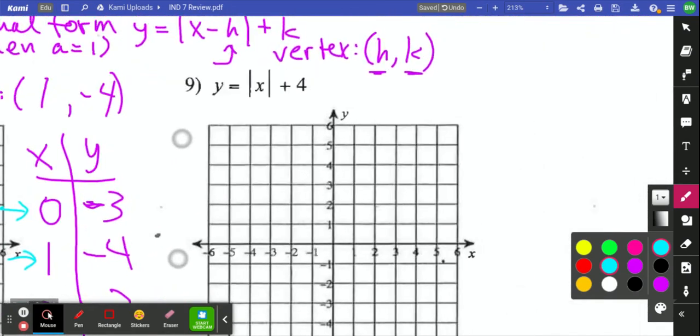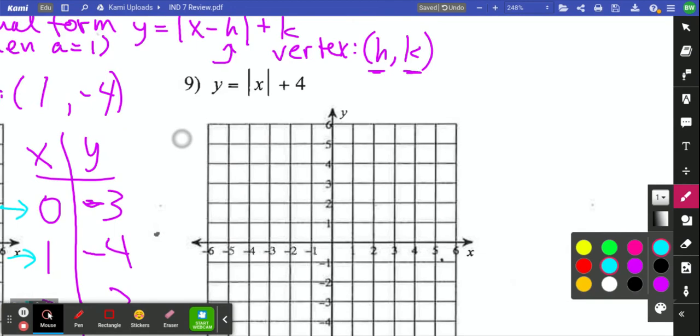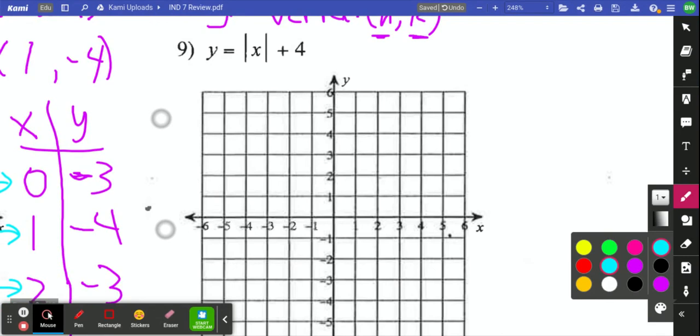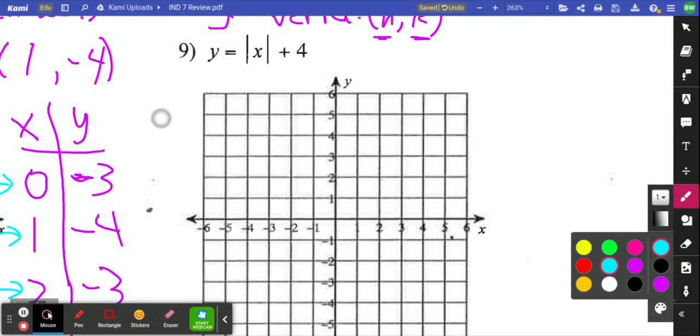Finding the vertex and going from there is faster if you're sure you're doing it right. So look at this one. Okay, what is the vertex of this one? Well, what is subtracted from X inside those bars? It's just 0. We could write it down that way.